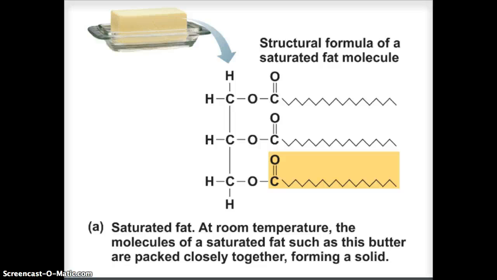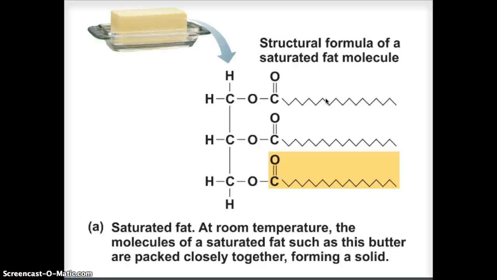And they are very nice parallel fatty acid chains that can be packed fairly solid at room temperature. And so saturated fats, saturated means saturated with covalent single bonds. That means they're all covalent single bonds. That fat is solid at room temperature. That's like butter or lard, for example.